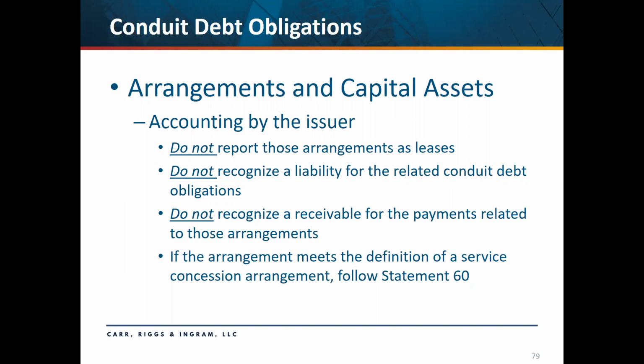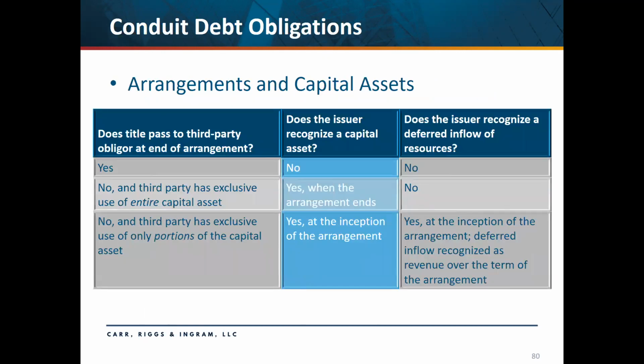And then lastly, when we look at these arrangements and capital assets, right? Does the title pass to the third party obligor at the end of the arrangement? So this is kind of a little checklist that you walk through to say, does it pass? Yes or no, right? So yes, if the title passes, then you don't have to recognize an asset, and you don't have a new inflow or outflow. No, but the third party has exclusive use of the entire asset. So yeah, you might have a capital asset when the arrangement ends, but you don't have a deferred inflow or outflow of resources.